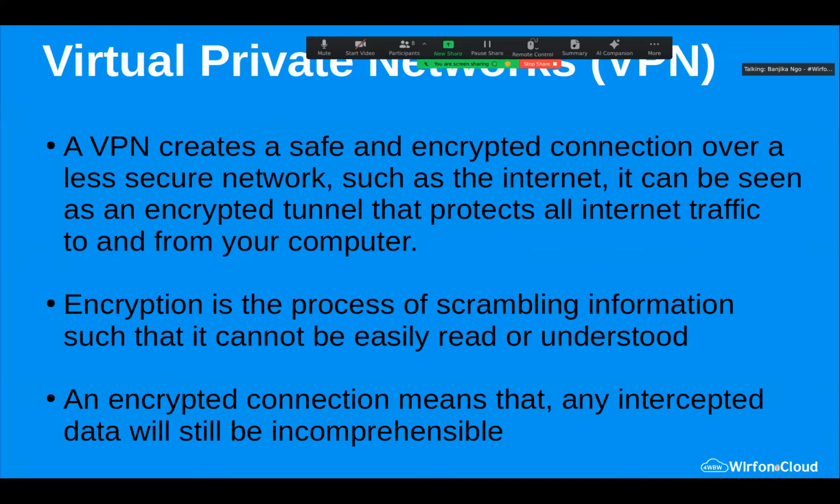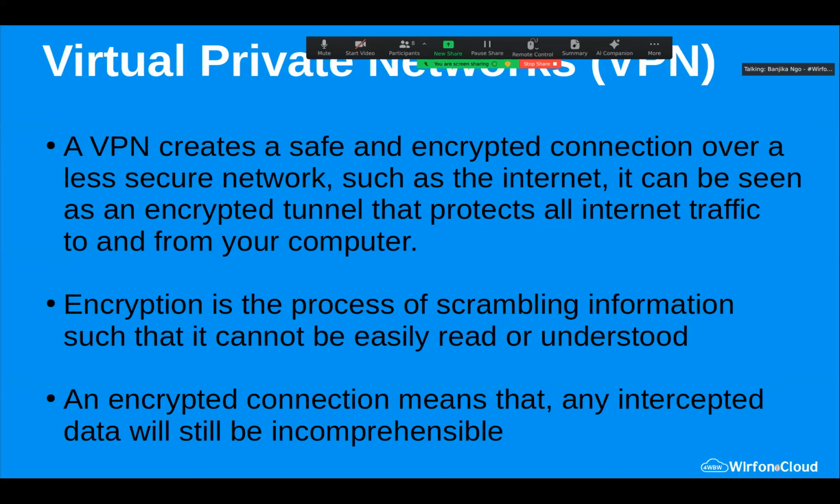But before we move to that, let's quickly define what a virtual private network is. A VPN creates a safe and encrypted connection, take note of the words encrypted connection, over a less secure network, such as the internet. The encrypted traffic passes through tunnels and is protected from other internet traffic, so you have a secure tunnel running through a less secure network like the internet.